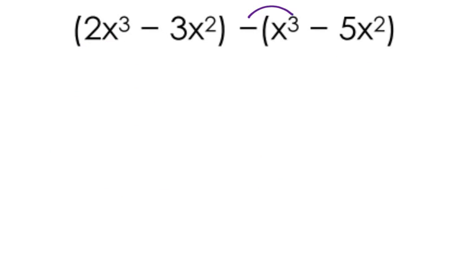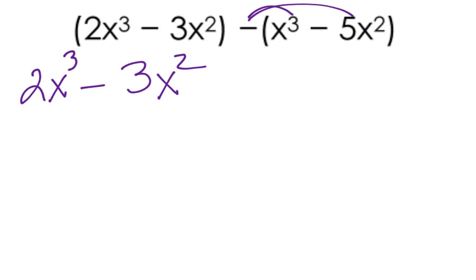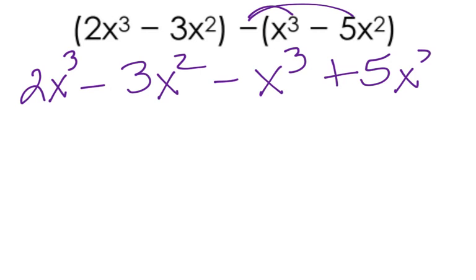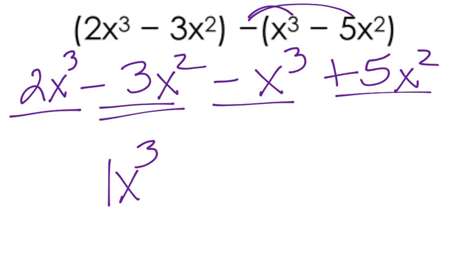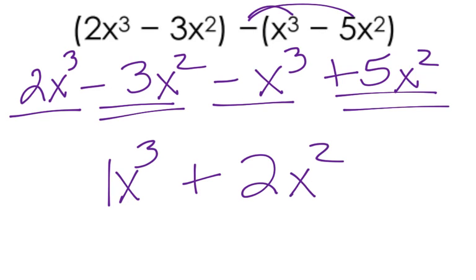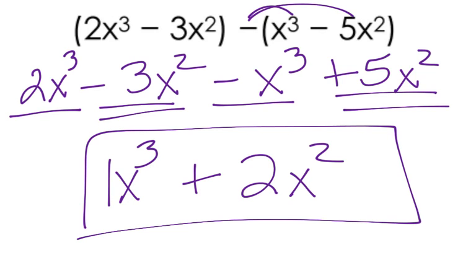We have a negative, so we're going to have to distribute that. So bring down your 2x to the third minus 3x squared. It becomes minus x to the third plus 5x squared. 2x to the third minus x to the third gives you 1x to the third. If you want to put the 1, that's fine. You don't have to. And then negative 3x squared plus 5x squared gives you plus 2x squared. Box it because you're done.